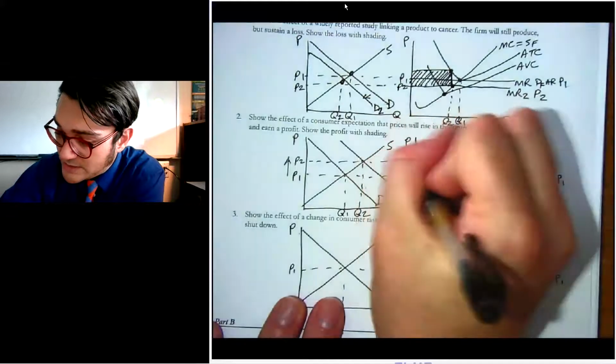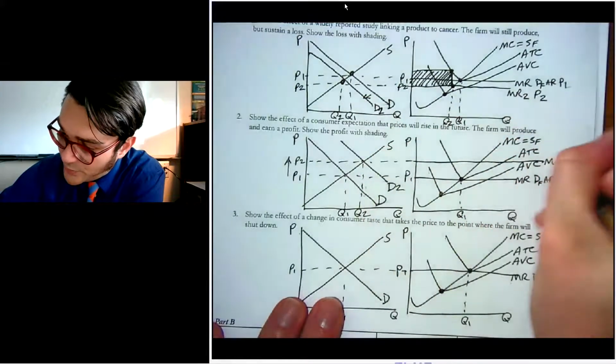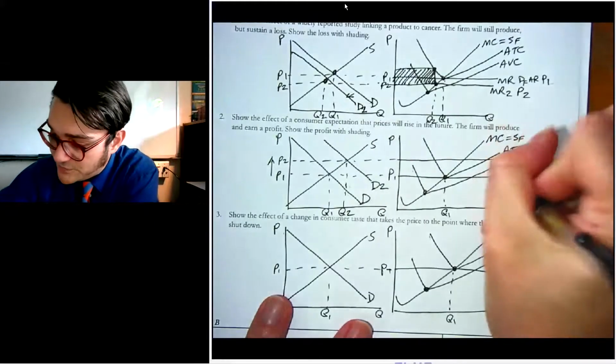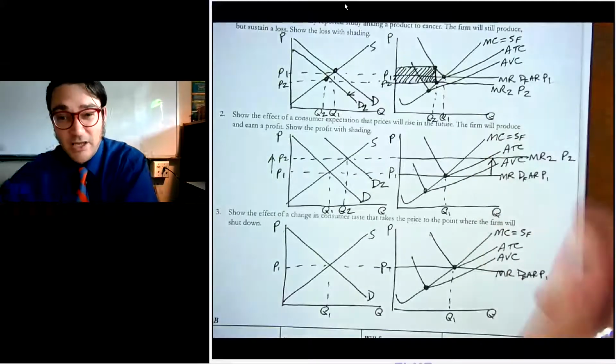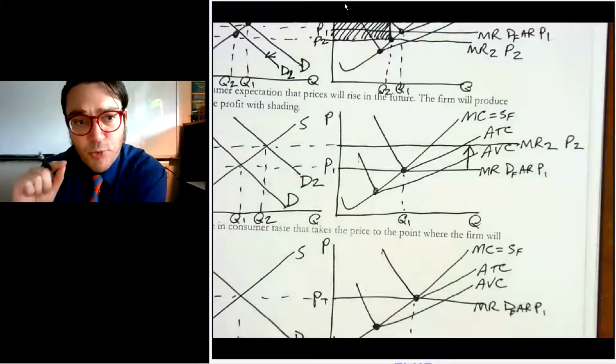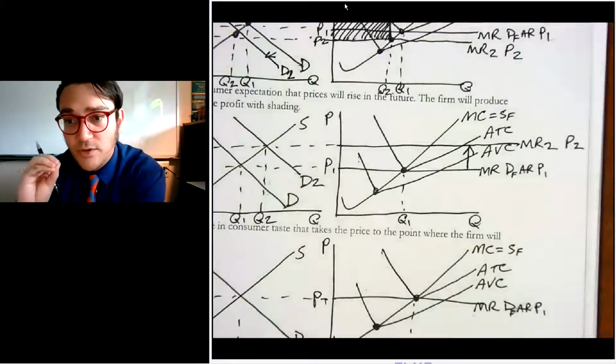And so then we see MR-D-ARP moving up. I'm just going to draw it over here, MR2, P2. So MR-D-ARP shifts up. It's getting a little bit messy, but actually if we know what we're looking for, it's not going to be too bad. Remember, we're looking for where's the quantity where MR equals MC. That's the quantity that we're going to produce.